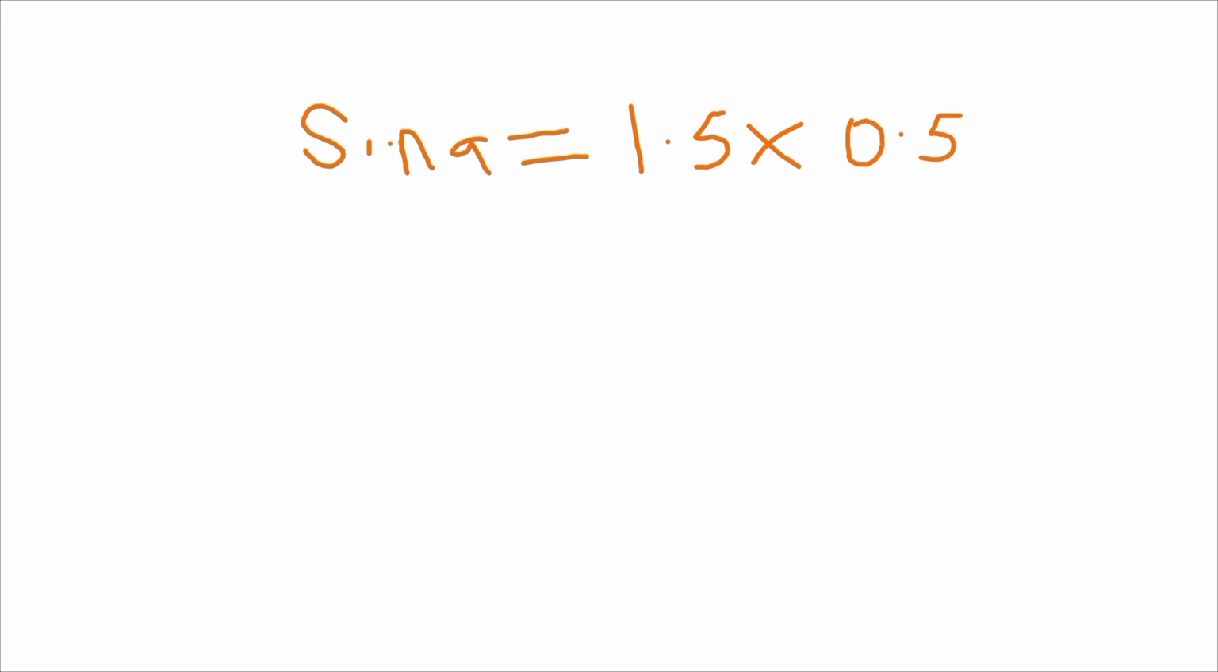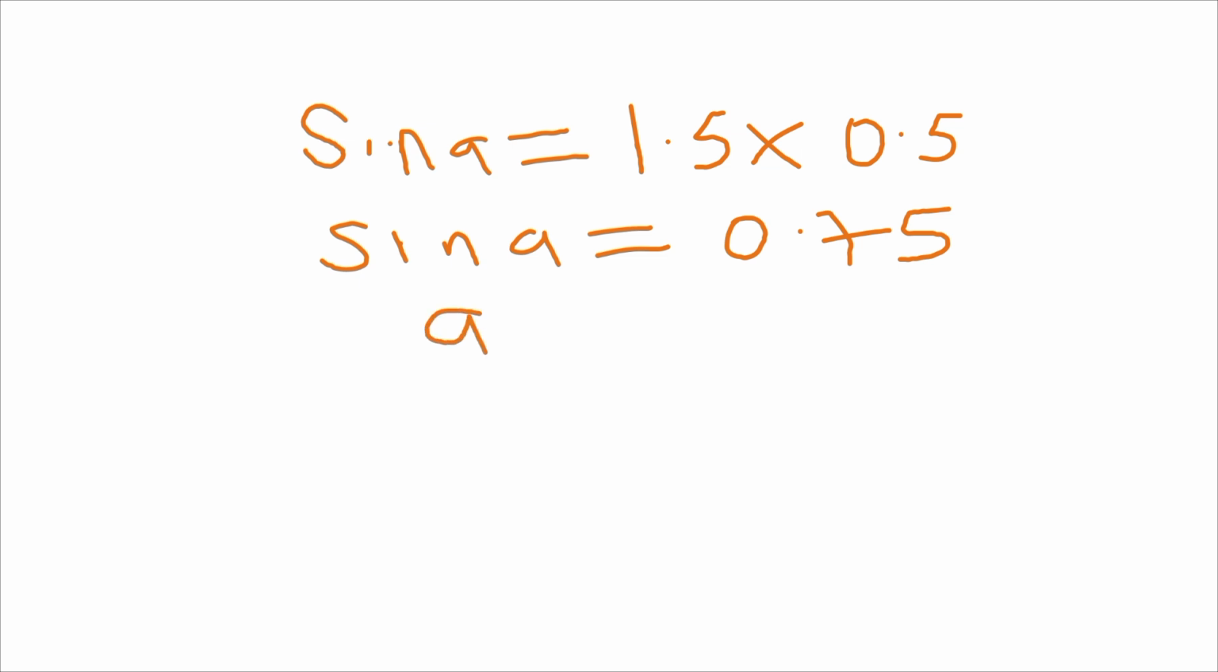So by the time I cross multiply, it's going to give me sine a is equal to 1.5 times 0.5. 1.5 times 0.5 will give us 0.75. So now to find a, we take the sine inverse of 0.75.